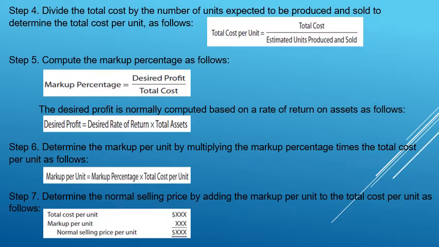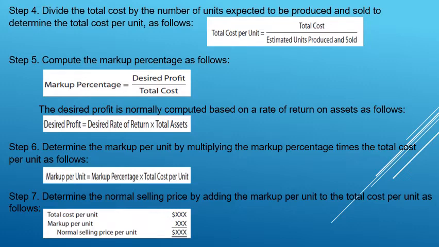The 5th step is to compute the markup percentage. To get it, we divide desired profit over the total cost. The desired profit is normally computed based on the rate of return on assets. To get the desired profit, we multiply the desired rate of return times the total assets. The 6th step is to determine the markup per unit by multiplying the markup percentage times the total cost per unit.